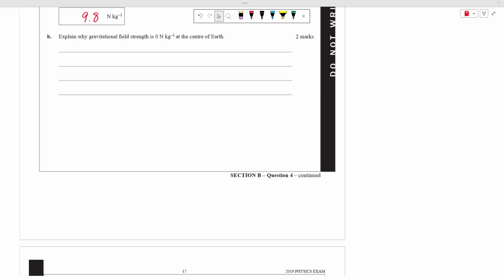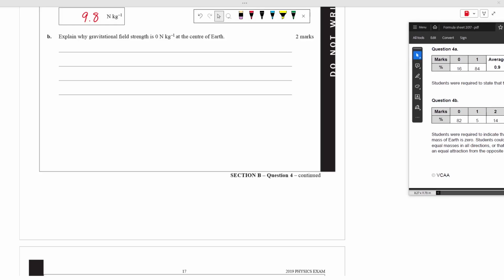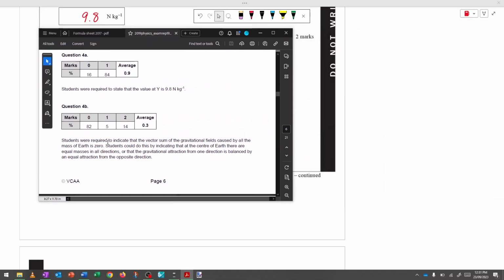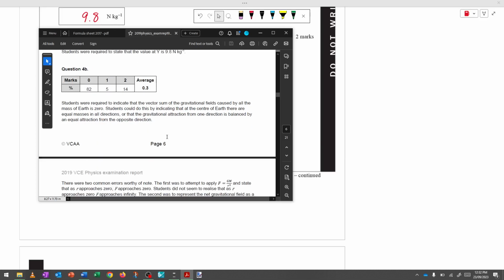So yeah, we'll see what the report says. Maybe I can just refer you to that. Students were required to indicate that the vector sum of the gravitational fields caused by all the mass of Earth is 0. That's what we were talking about there with the diagram. Students could do this by indicating that at the center of the Earth there are equal masses in all directions, or that the gravitational attraction from one direction is balanced by an equal attraction from the opposite direction.